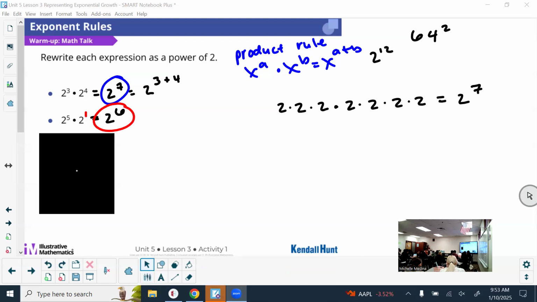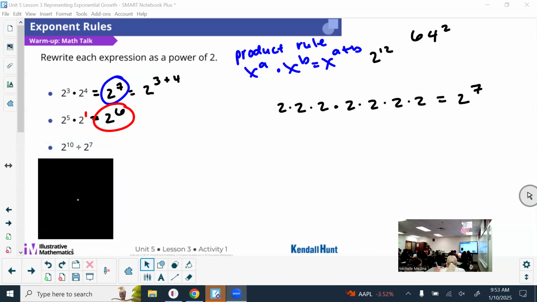All right, now next one. Notice it's not going to be the product rule you apply this time because they're not multiplying the bases together. They're dividing them. So what rule should I apply to this one? Say it out loud. The fraction. What's the name of the rule from the chart?